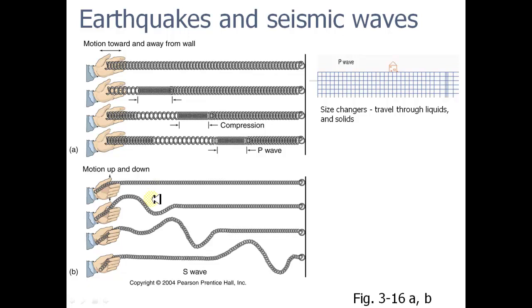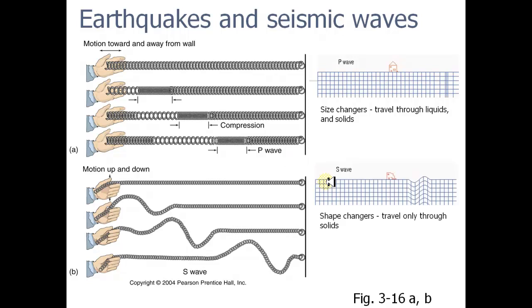This is a more complicated motion. It still travels pretty fast, but it's not as fast as a P wave, so we call them secondary waves. And if you watch that one go across, you can see it actually changes the shape of the Earth. And that can only travel through solids because liquids don't care about their shape changing. And because of that, we can actually differentiate the interior of the Earth, because it is either made out of solids or liquids.